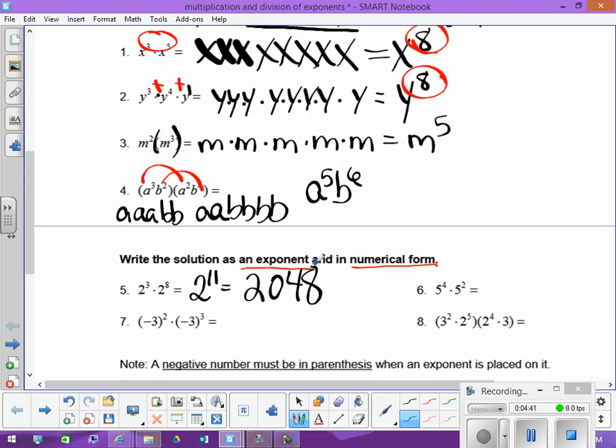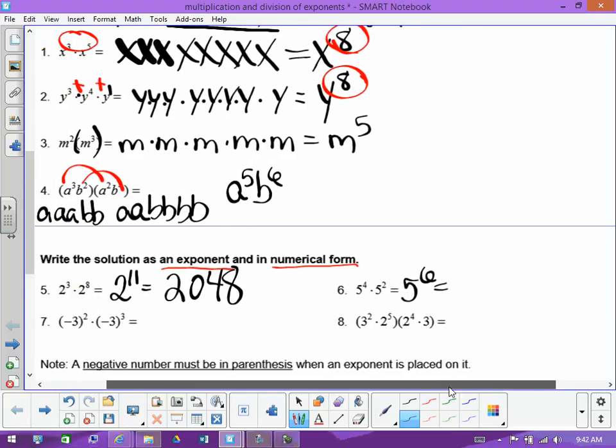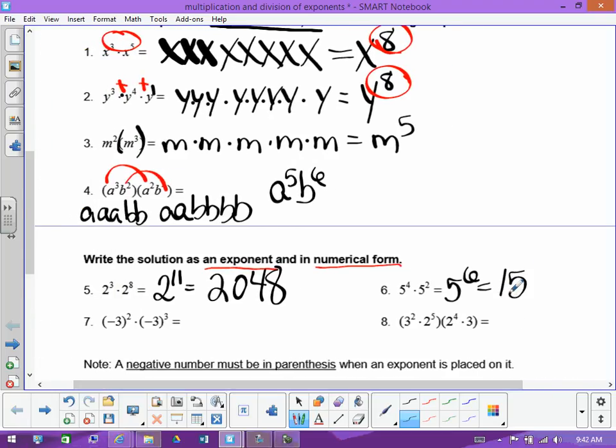Okay, so the next one, number 6. We have 5 to the 4th and 5 to the 2nd. So we get 5 to the what? 5 to the 6. Which is what? 15,625. Okay, 15,625.